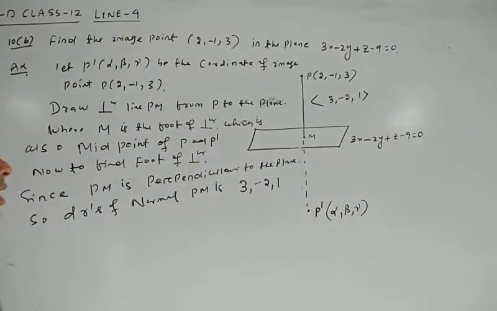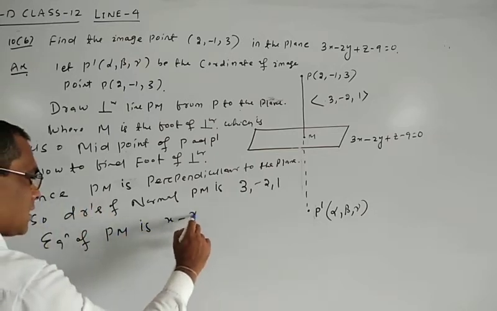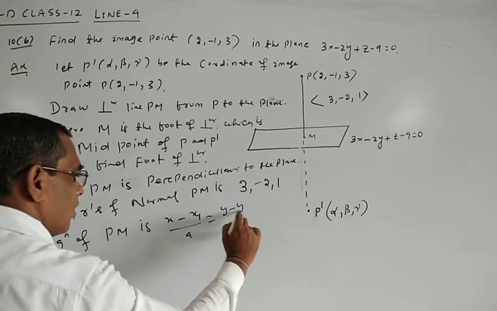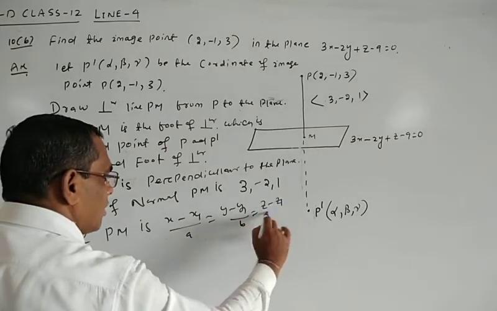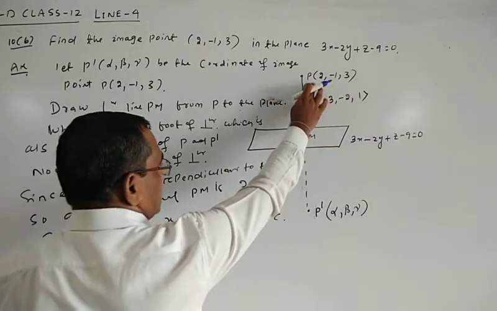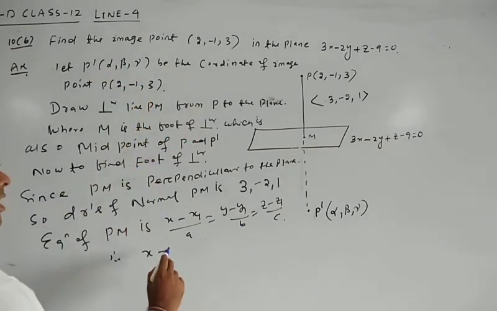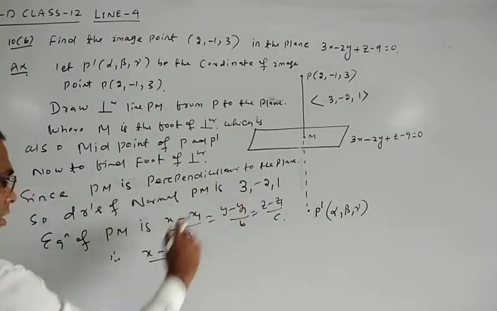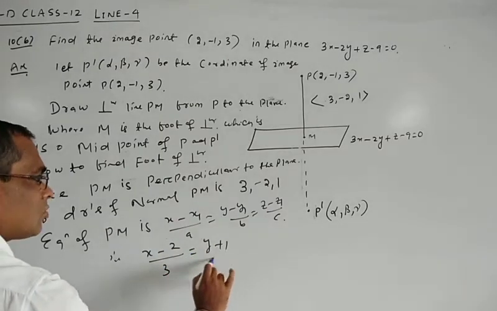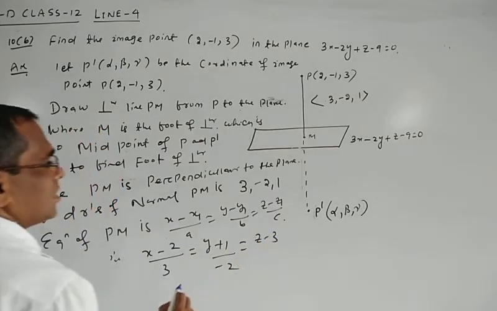So the equation of PM is (x - x1)/a = (y - y1)/b = (z - z1)/c. PM passes through this point P, which is (2, -1, 3). So (x - 2)/3 = (y + 1)/-2 = (z - 3)/1.